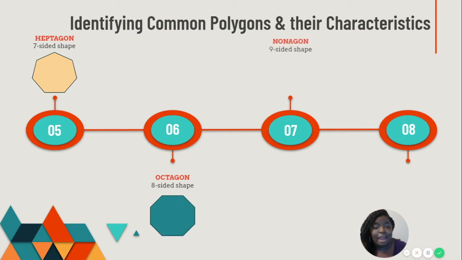Then we have a nine-sided shape, which we call a nonagon. And then lastly, we have a 10-sided shape, which is a decagon. So we could continue on and on and on. We can go with an 11-sided shape or a 12-sided shape. But I wanted you all to at least get identifying with the main common polygons that we know of.